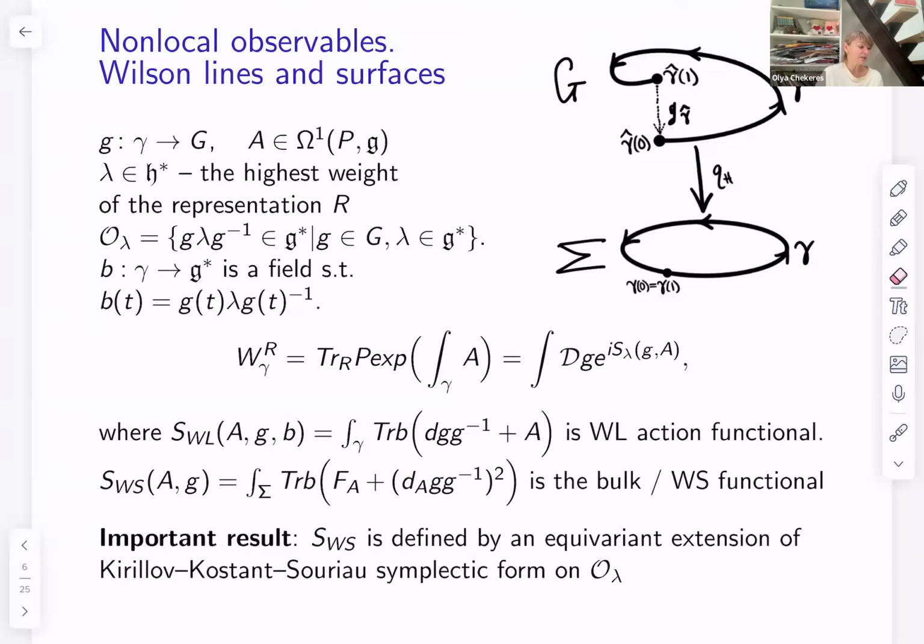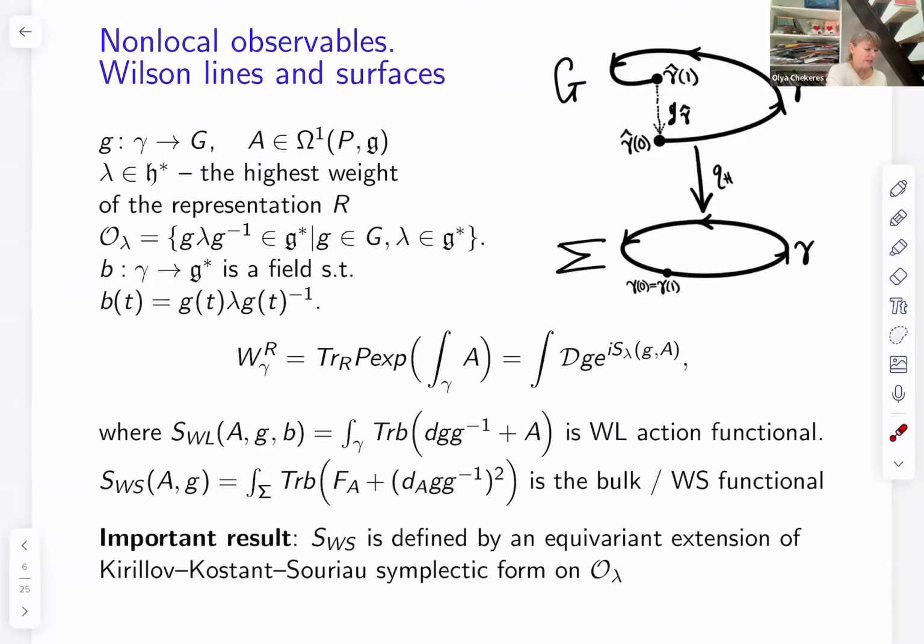So we define certain fields. There is a field g, which is a map from the curve gamma, where the Wilson line is defined, to the group G. Then there is our connection, which is a one-form. And then there is the highest weight of the representation, which is at the same time the orbit representative. And then there is an auxiliary field B defined on the curve, on this loop, which takes values in the dual of the algebra.